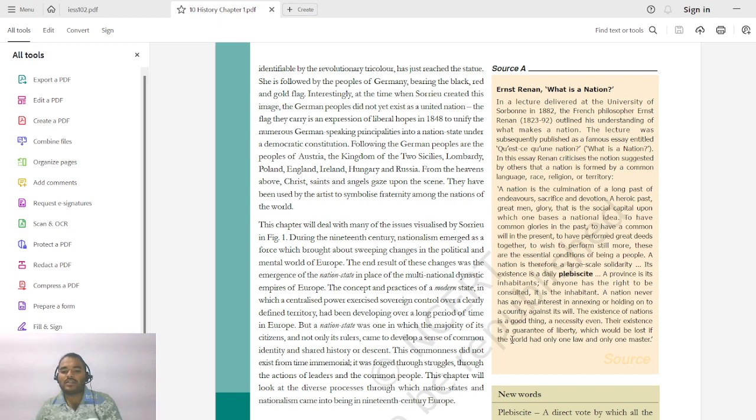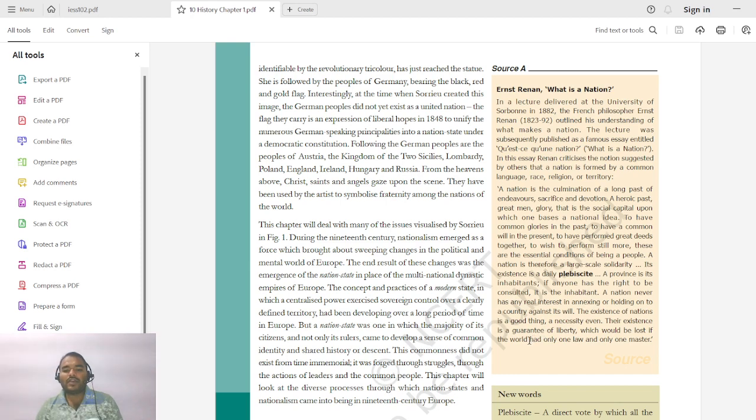So he says that the existence of the nation is the guarantee of liberty, so everyone is liberal. And if many additional limitations are forced on the citizens, then this liberty would be lost. He also says that if the world had only one law and only one master, so if the world were ruled by only one party and there were only one rule for all the people living on the earth, and only one master, then there would be no liberty. Rather, it would be difficult for all the people to live happily.